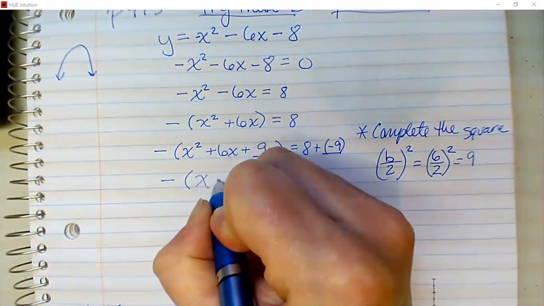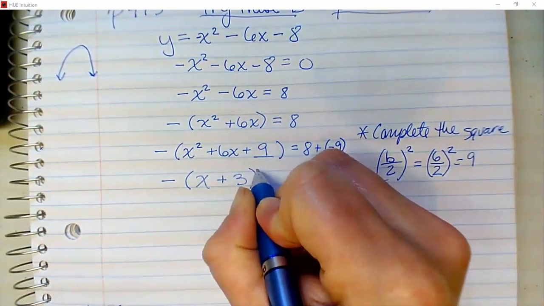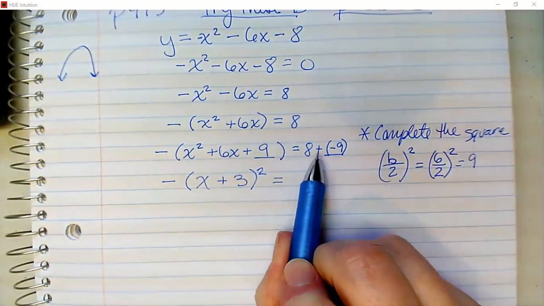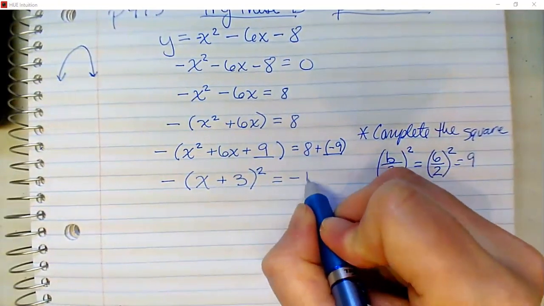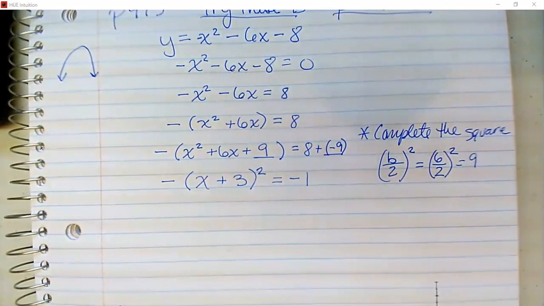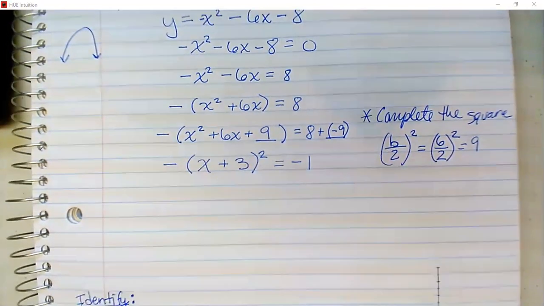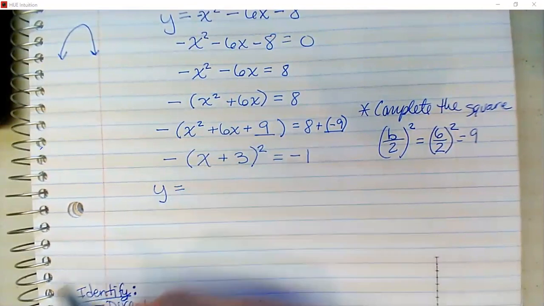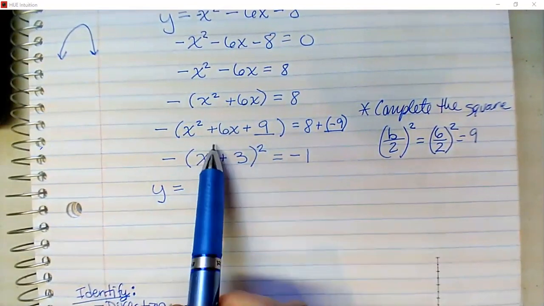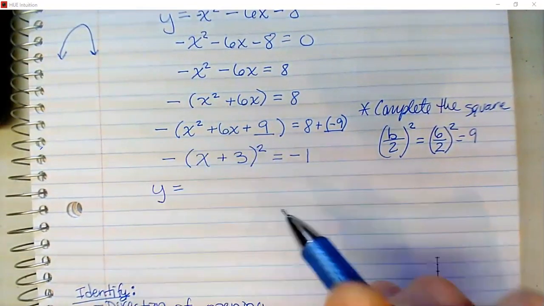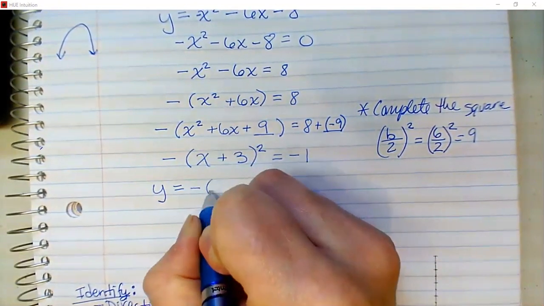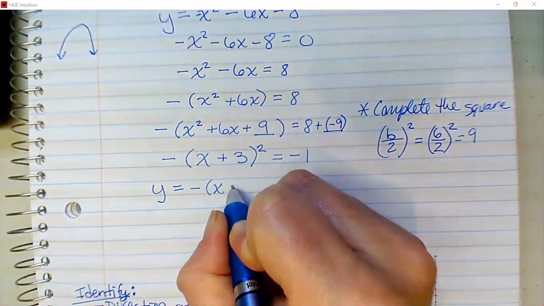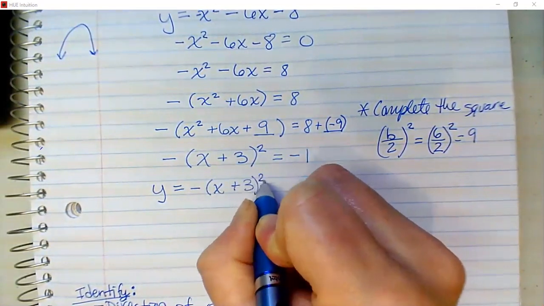So I'm going to have x plus 3 squared equals, right here I've got 8 plus negative 9, that gives us negative 1. Okay, now let's write this in a form that's a little bit more familiar. That's our vertex form. I'm going to go ahead and bring back y equals. I'm going to bring down all of this left-hand side of my quadratic. Okay, so negative 1, it's like a negative 1 times x plus 3 squared.